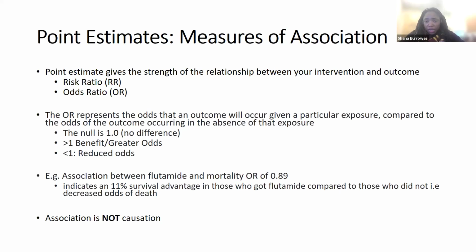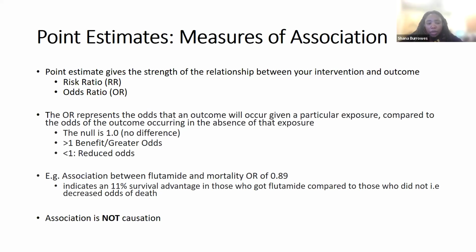If you get an odds ratio from your model, it represents the odds that an outcome would occur given a particular exposure, compared to the odds of the outcome occurring in the absence of the exposure. Because it's a ratio, a value of 1 means there's no difference, there's no finding. If it's greater than 1, you consider it to have either greater odds or benefit, depending on what your intervention was. Less than 1 means reduced odds.